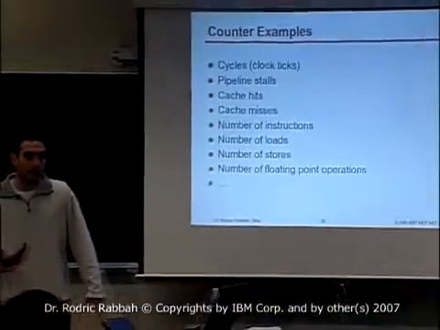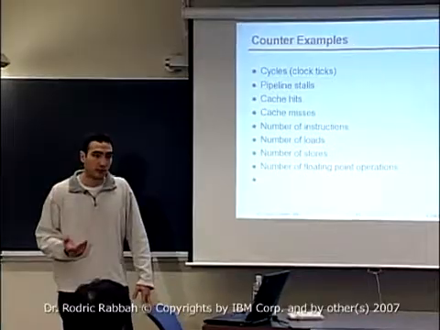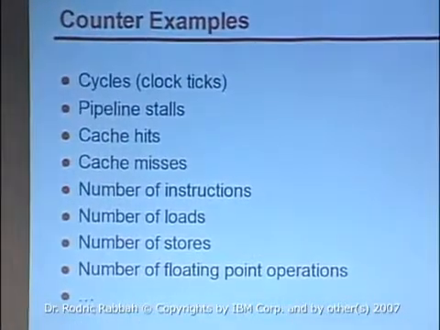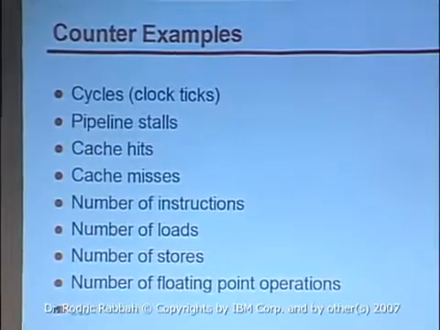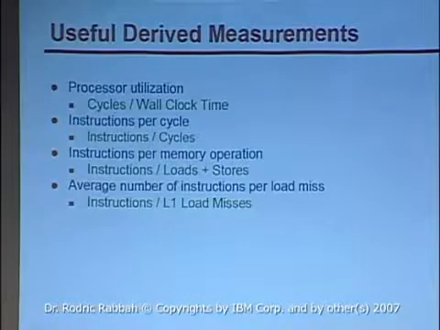So some counter examples. Clock cycles, so you can measure clock ticks. Pipeline stalls. This might be interesting if you want to optimize your instruction schedule. You'll actually see this in the recitation next week. Cache hits, cache misses, you can get an idea of how bad your cache performance is and how much time you're spending in the memory system, number of instructions, loads, stores, floating point ops, and so on.